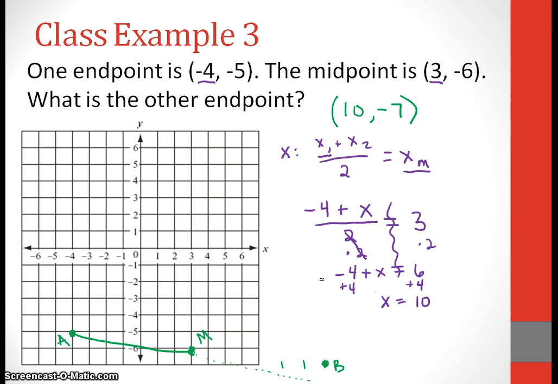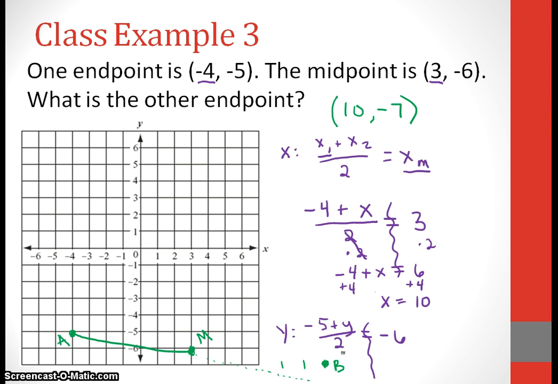All right, now let's do the y value. I'm going to try to write a little smaller down here. The y value of my endpoint is negative 5. So I've got negative 5 plus the y value I'm going to solve for, divided by 2, is equal to the y value of my midpoint, which is negative 6.